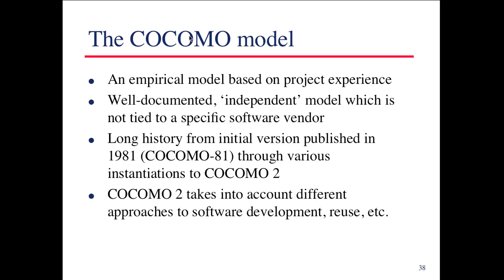Well-documented independent models which are not tied to specific software vendors. So it's kind of an independent approach to estimating. Long history from 1981, as I mentioned. And this is not even the current version. COCOMO 2 takes into account different approaches to software development, reuse, object orientation, stuff like that. But it's not a full object orientation model. It doesn't work well with object orientation.